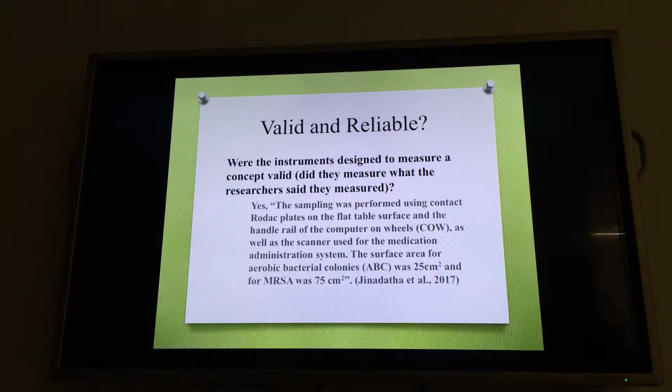Were the instruments designed to measure a concept valid? Did they measure what the researchers said they measured? Yes. The sampling was performed using contact RODAC plates on the flat table surface and the handrail of the computer on wheels, or the COW, as well as the scanner used for the medication administration system. The surface area for aerobic bacterial colonies, or ABC, was 25 centimeters squared, and for MRSA was 75 centimeters squared.